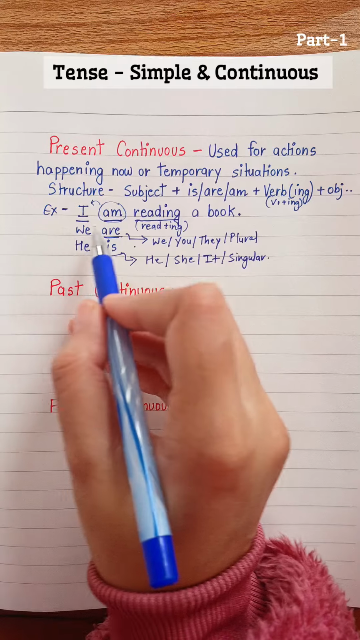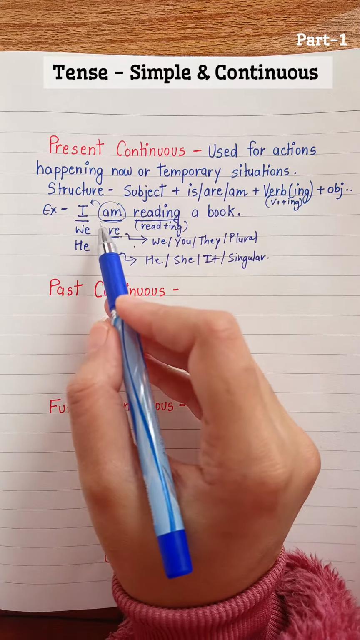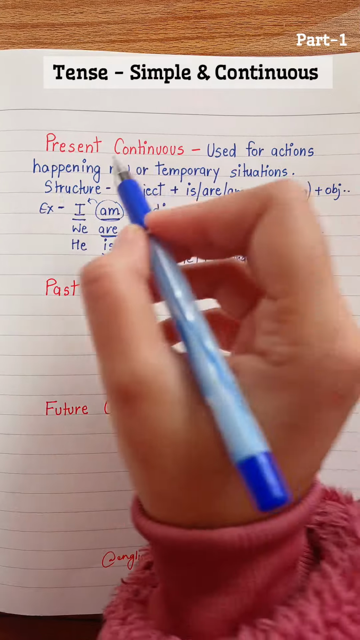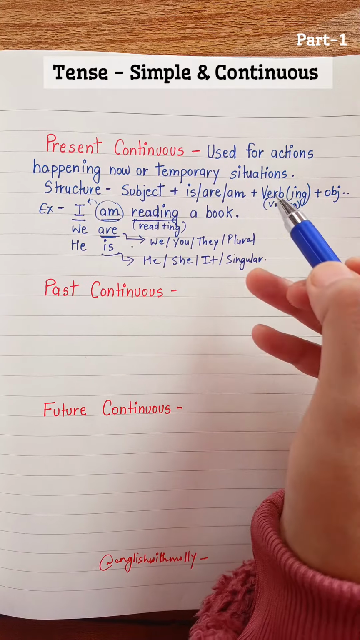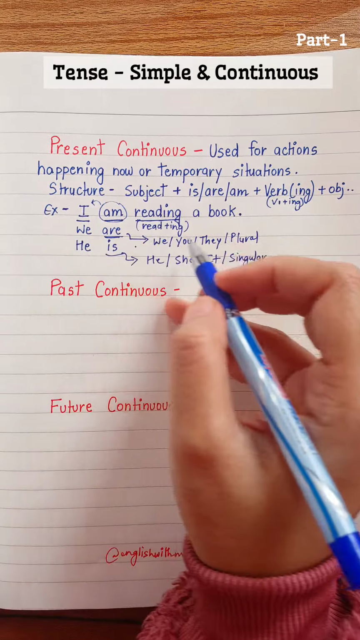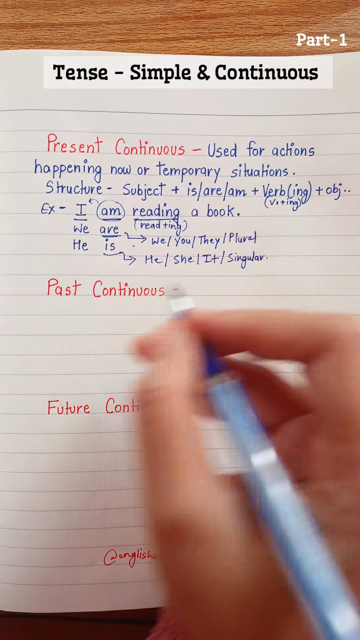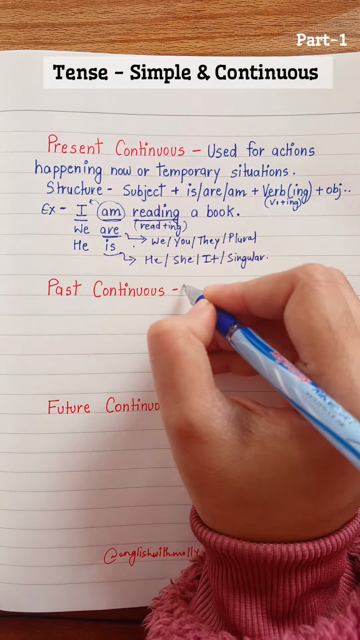And in all of these sentences, it shows that these actions are happening now. A temporary situation of the present, going to end soon. So this is a rule. Let's move to past continuous tense.